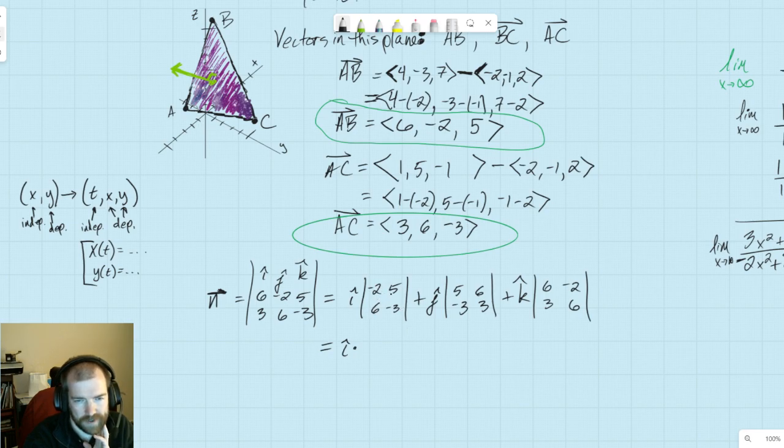It's going to be 6 minus 30. Yeah, negative 24. Ugh, goodness. Plus j hat multiplied by, this is going to be 15 minus a negative 18, so 15 plus 18 is going to be 33. Plus k hat multiplied by 36 minus negative 6, so 36 and 6 makes 42. So there's your normal vector.